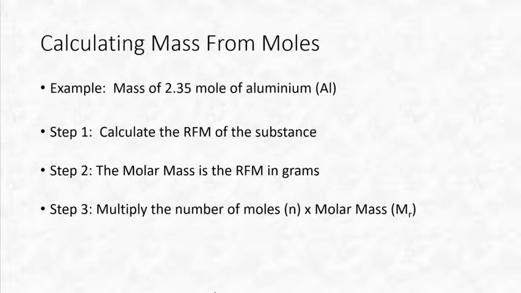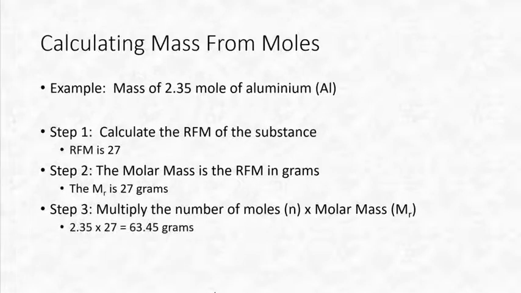Another example, 2.35 moles of aluminium. The relative formula mass of aluminium is 27, so the molar mass is 27 grams. So the mass of 2.35 moles is 2.35 times the molar mass, and that gives us 63.45 grams.